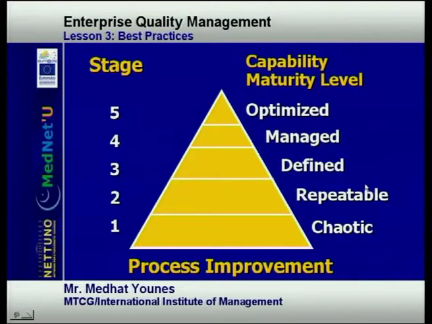At the third level, the defined maturity level, the key characteristic is that the process is defined, documented, and followed. Also the processes are not dependent on individuals. The key challenge at this maturity level is that there are no formalized change procedures.